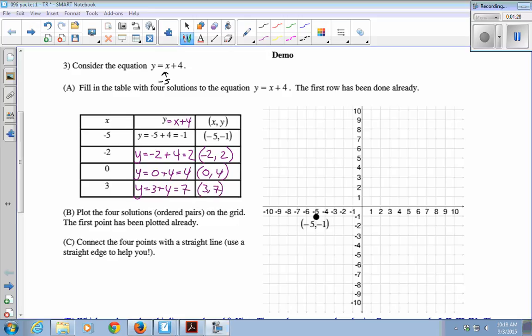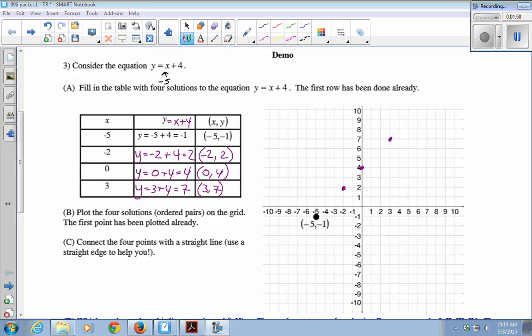I'm going to plot these 4 points on the grid. First one is already plotted, negative 5, negative 1. Left 5, down 1. And then I'm going to connect them with a straight line. So negative 2, 2 would mean go left 2, up 2. And then 0, 4, I don't go left or right at all, and I go up 4. And then 3, 7, right 3, up 7.